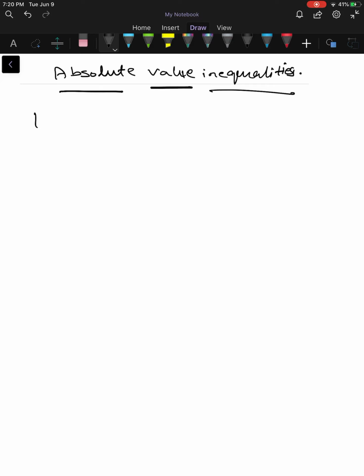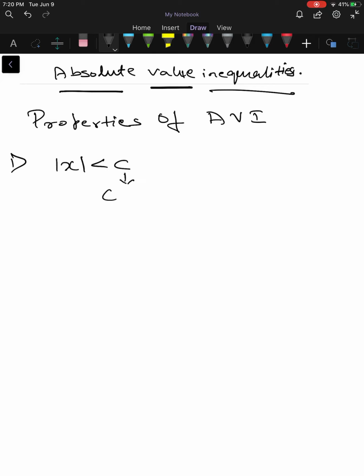So let us state the properties of absolute value inequalities, which I will abbreviate as AVI to avoid more writing. If we have an inequality as absolute value of x is less than c, where c is a constant, it has an equivalent form: x takes values between negative c and positive c. That is, x will belong to the open interval negative c to c.